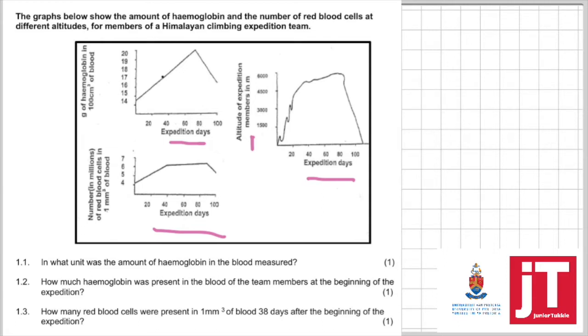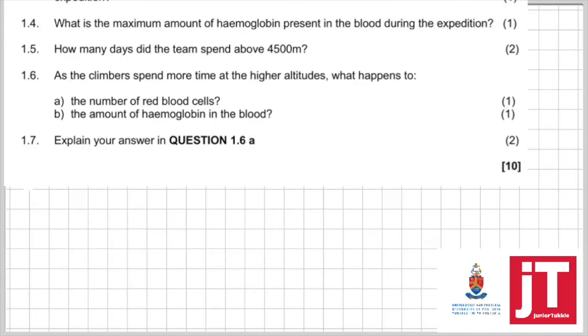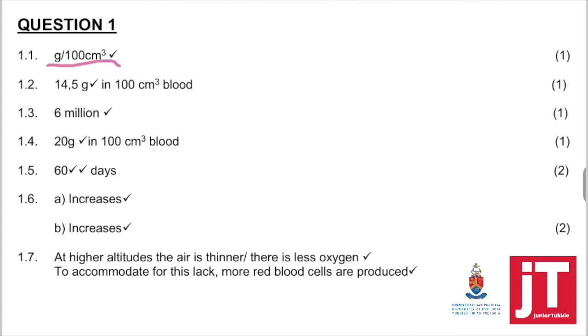1.1, in what unit was the amount of hemoglobin in the blood measured? What you have to do is look at the graph for the amount of hemoglobin. They want to know the unit in which it was measured. Here it says grams of hemoglobin in 100 centimeters cubed of blood. So the unit is grams per 100 centimeters cubed of blood. That was easy to get, right?